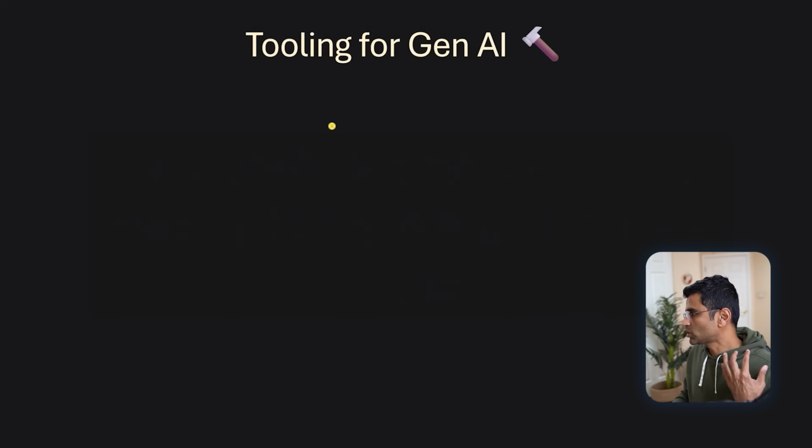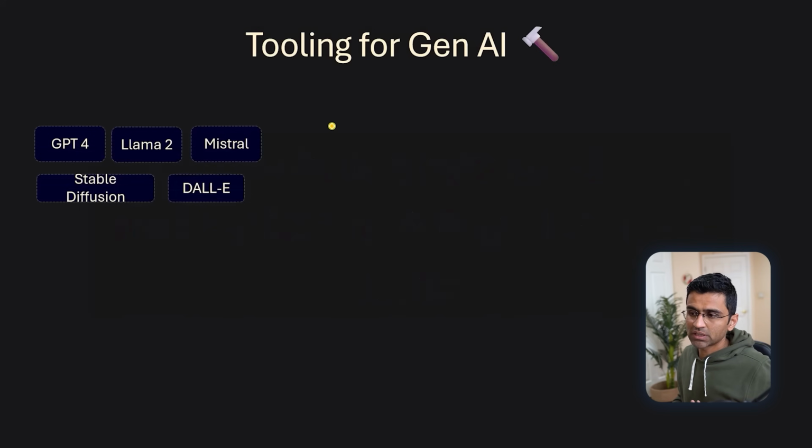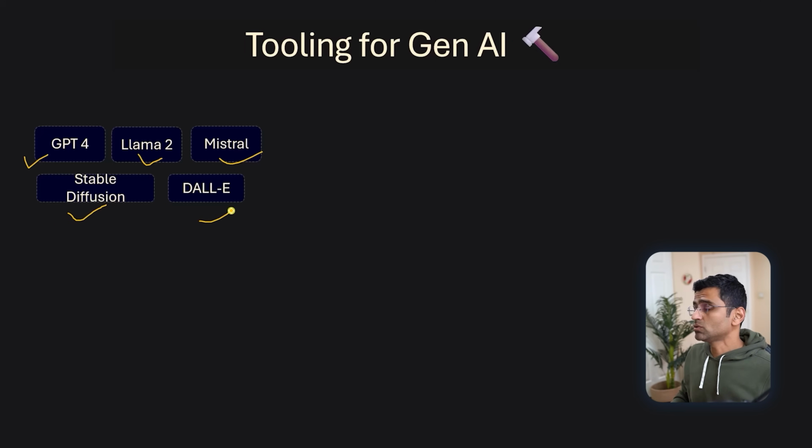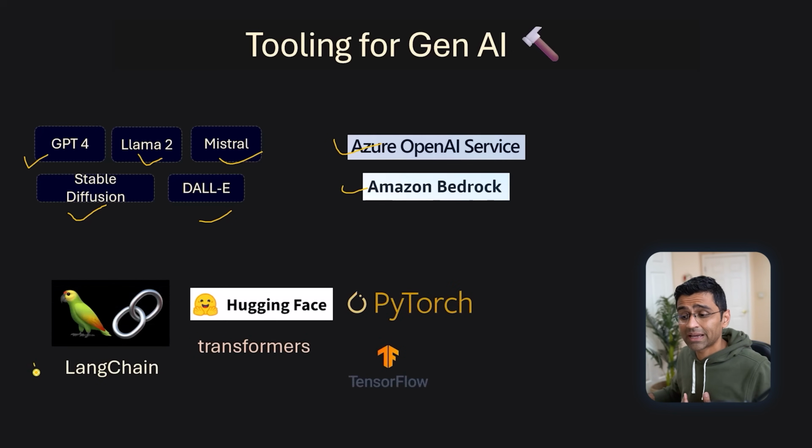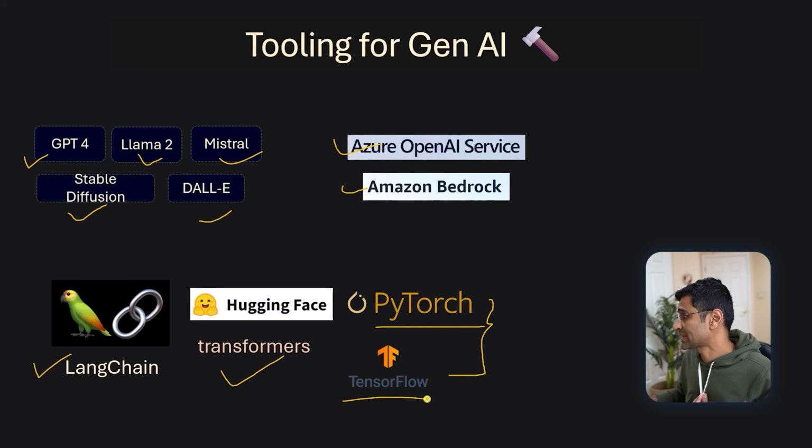that makes building LLM apps easier. To summarize the tooling for Gen AI, the first thing you need is some model, some LLM. It can be a commercial model such as GPT-4 or open source models such as Llama or Mistral. It can be image models as well. Then you need a cloud service. So you can use Azure OpenAI, Amazon Bedrock, Google Cloud. There are so many cloud options that you have. And then you need a framework like Langchain. You can also use the Hugging Face Transformers library to use a variety of open source models. And then in terms of deep learning libraries, you can use PyTorch, TensorFlow, etc.